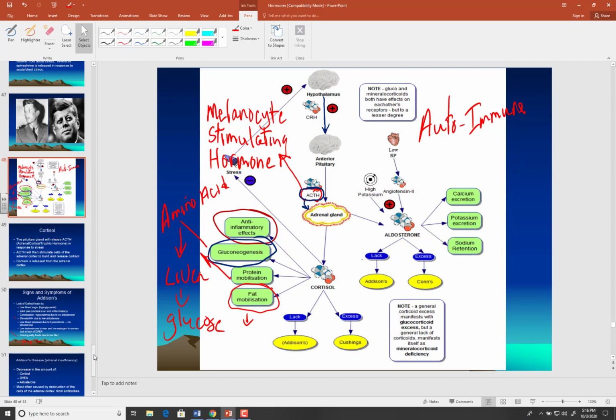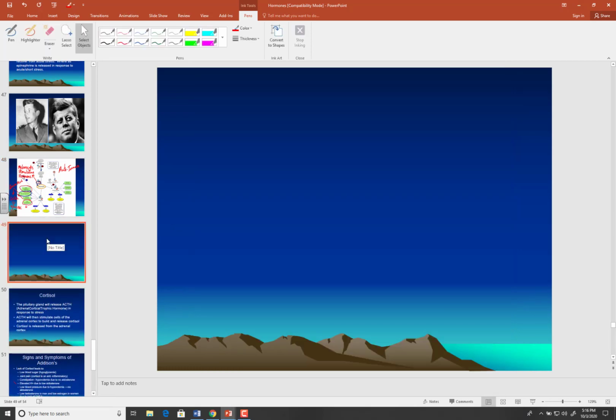So what do you do for these people? Well, first of all, to diagnose it, you're going to look at the history, obviously, and then you're going to look at labs. And what you're going to find in terms of the labs is you're going to find a low blood sugar. You're going to find low sodium. You're going to find an elevated potassium.